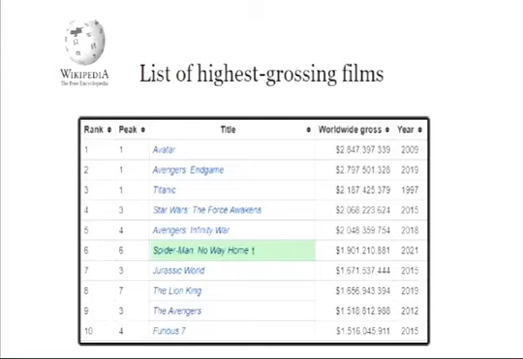Jurassic World is number seven, almost $1.5 billion. The Lion King, $1.5 billion. The Avengers, the first installation of the Avengers, made $1.5 billion in 2012. And then Fast and Furious 7 comes in at number 10, $1.5 billion worldwide. These are the list of highest grossing films according to Wikipedia.